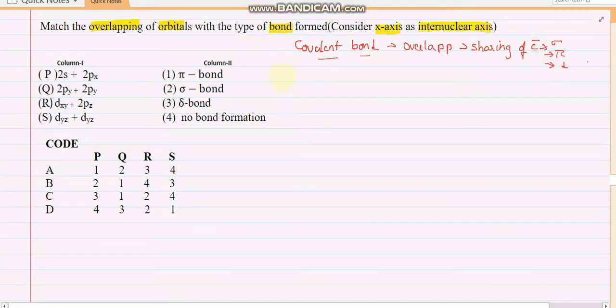So when is a sigma bond formed? A sigma bond is formed when orbitals overlap axially. What is axial? It means along the internuclear axis. The orbitals have to overlap along the internuclear axis, and then it results in the formation of a sigma bond. Now which is the internuclear axis here? The x-axis. Now which option has an x-axis combination here? This one.